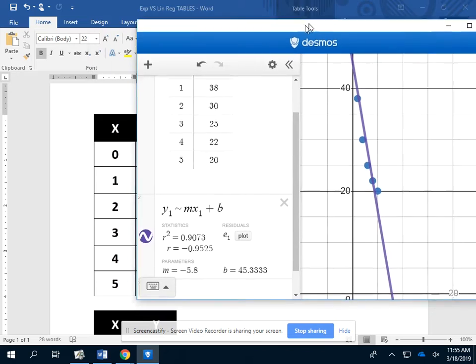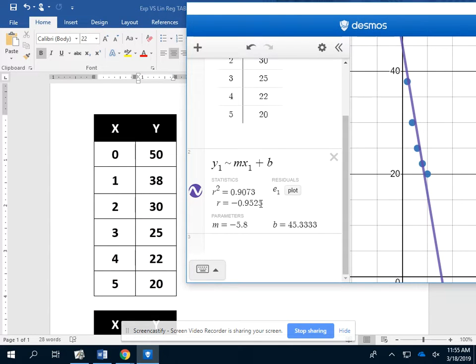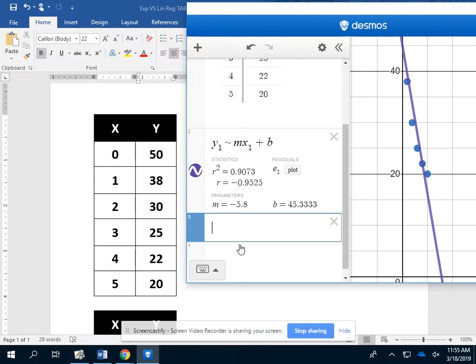So if you remember, one of the most important things in this information is this R value. This R value is the measurement of how good a relationship it is. So negative 0.95 is pretty good. I know it's negative. That's simply because it's going in the negative direction, but it's really close to 1, which makes it a really good relationship. Let's see if exponential can beat it.